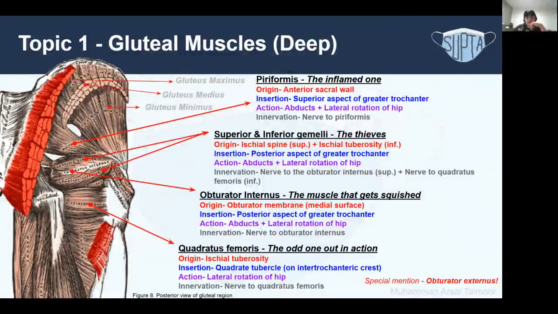And then the quadratus femoris is more the odd one out, in that its action is different to the others in that it only laterally rotates. It's got its own nerve supply, and it has its own tubercle, which it inserts onto. You don't really need to know this, but essentially it will insert onto the intertrochanteric crest or the quadrate tubercle. So it might be easier to remember quadrate tubercle if you're asked to name that. And then obviously it originates from the ischial tuberosity. And it is sort of like a rectangle, which is why it's called the quadratus, so you can remember it that way.